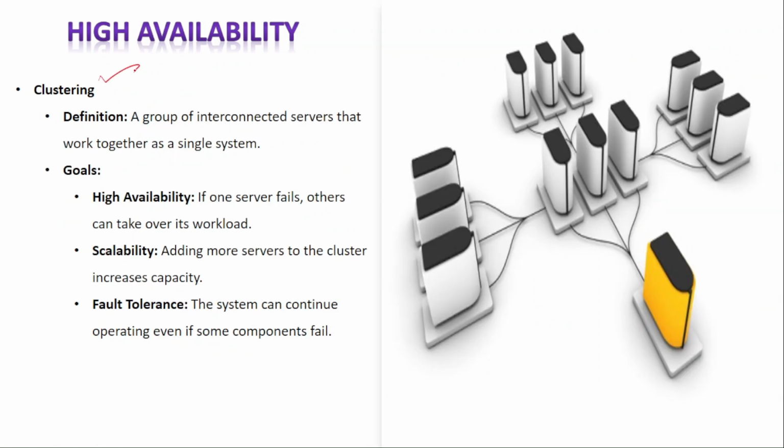Another related term is clustering, which is a group of interconnected servers that work together as a single system. So what does this mean? You have, let's suppose, these three servers, and although they are three physically separate servers, they work together as a single group and form a cluster. The basic purpose of this cluster is that the services are served through all these servers, and if one of them fails, the services are shifted to the other two. This concept is also known as a failover group.